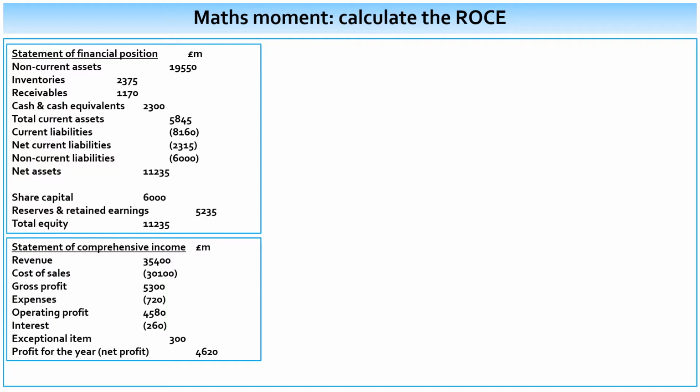So let's have a quick maths moment here. We have a statement of financial position on the left hand side and a statement of comprehensive income, and the question might be, well, how would we measure how well the assets are being used within this particular business? We would go for our ratio, the return on capital employed, and we would write down our formula, operating profit divided by capital employed times 100. Now let's start off with the operating profit. That's the easy bit. We look at our statement of comprehensive income and we go down to operating profit, and we know that that's 4.58 billion.